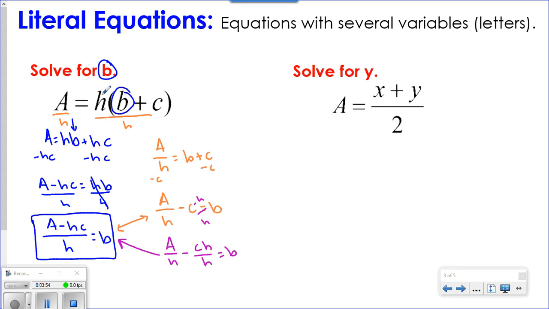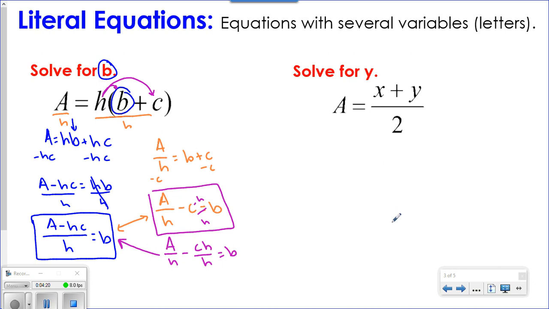The way that we did it in blue, we distributed the h through to both the terms, then subtract hc from both sides, and divide by h to get b by itself. These are all acceptable correct answers. Here you would want to simplify the purple to get to the blue, but if you had this orange expression for b, that works too. So the trick with literal equations is being able to recognize when expressions are equivalent.